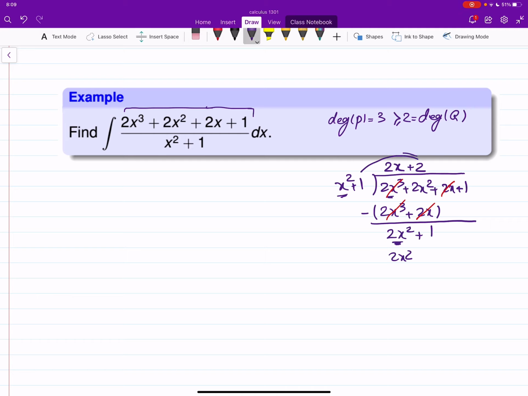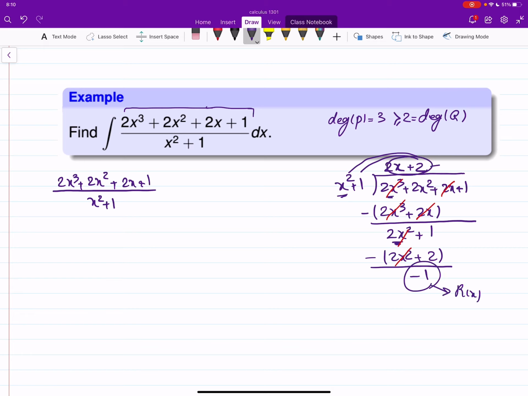So now it's time to multiply that. This is 2x squared plus 2. Then subtract from the upper one. This will cancel with that. And there we will get -1. Okay, so what we did was that 2x cubed plus 2x squared plus 2x plus 1 over x squared plus 1. Now this is the remainder, and that is the quotient term.